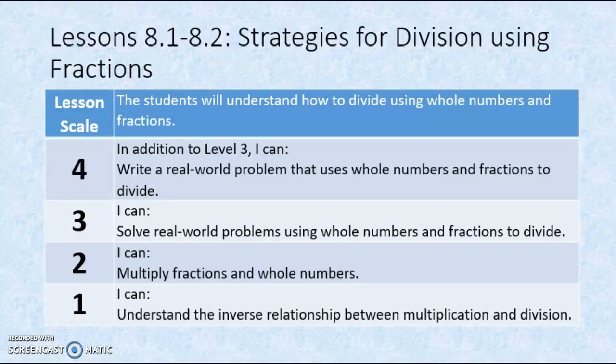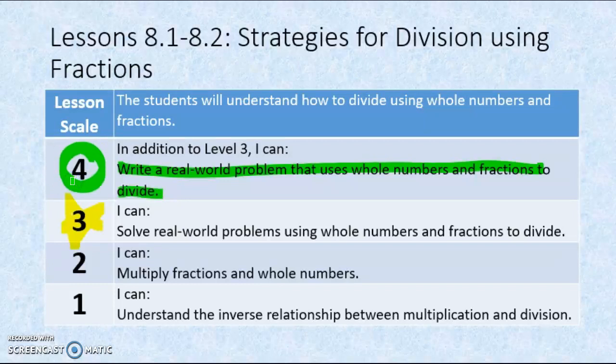In this lesson, we will learn strategies for dividing fractions, and we will also set up equations that help us divide fractions. Our goal is to understand how to divide using whole numbers and fractions. And as you can see, we really want to be able to solve real-world problems using whole numbers and fractions to divide. Many of you have been avoiding a level 4, which means writing a real-world problem using whole numbers and fractions to divide. I encourage you to reach for a 4 because if you can write a real-world problem to divide, that means you truly understand the concept.